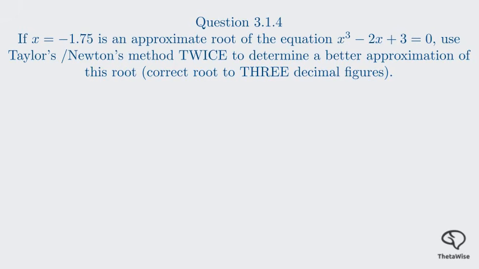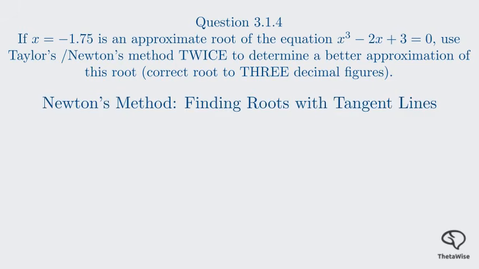Newton's method is an iterative process for finding successively better approximations to the roots of a real-valued function. The core idea is to start with an initial guess, x sub 0. We then find the equation of the tangent line to the function at that point. The next approximation, x sub 1, is where this tangent line intersects the x-axis. We repeat this process, each time getting closer to the actual root.